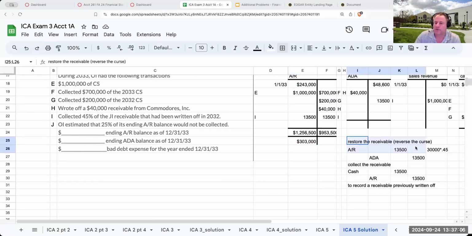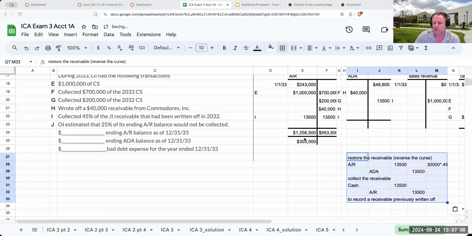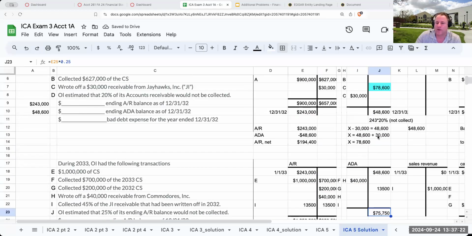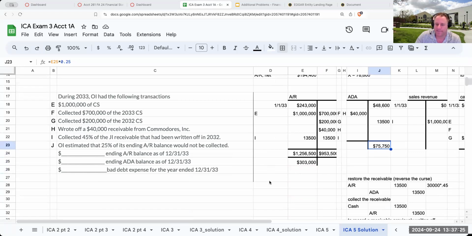303,000. So because of this, the ending balance of my allowance for doubtful accounts is going to be 303,000 times 25%. Remember, I'm basically saying here that my AR balance is 303 less my ADA of 75,750. Remember, this is a contra asset account. It is reducing the carrying amount of our receivables. So my net carrying value is going to be 227,250.